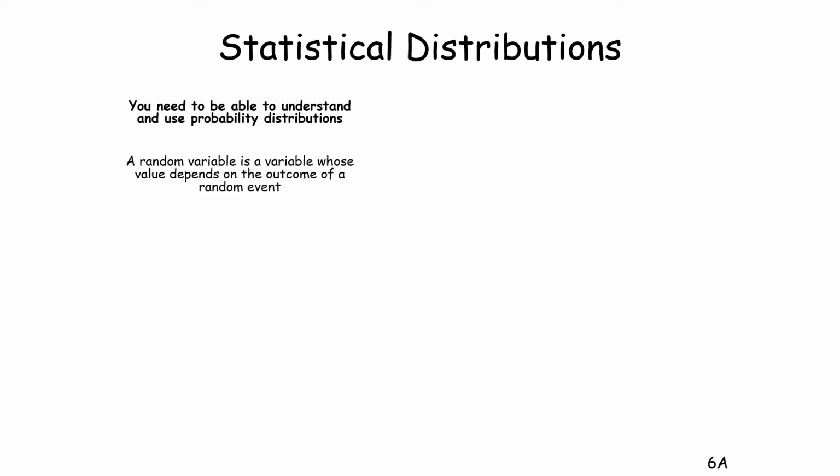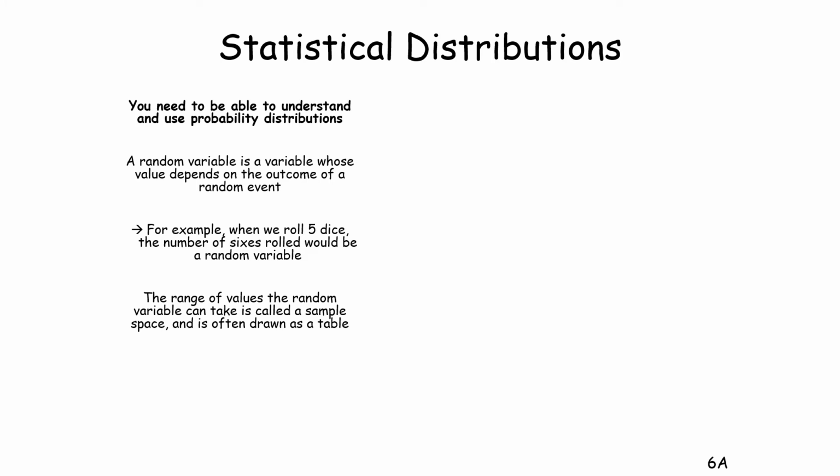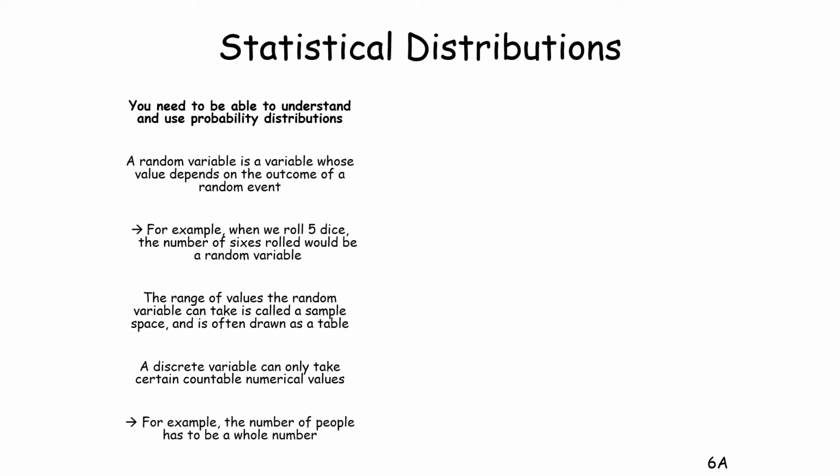A random variable is a variable whose value depends on the outcome of a random event. So for example, when we roll a die, the number of 6s rolled would be a random variable. The range of values the random variable can take is called a sample space and is often drawn as a table. A discrete random variable can only take certain countable numerical values. So for example, the number of people has to be a whole number. So in this chapter, we'll be focusing on discrete random variables.